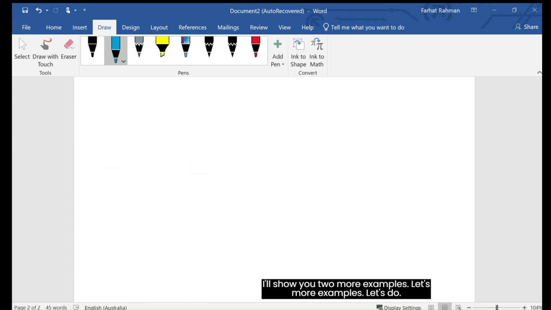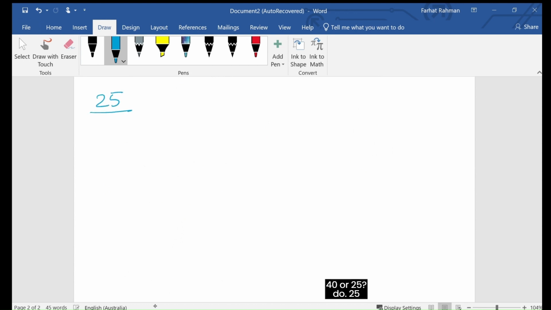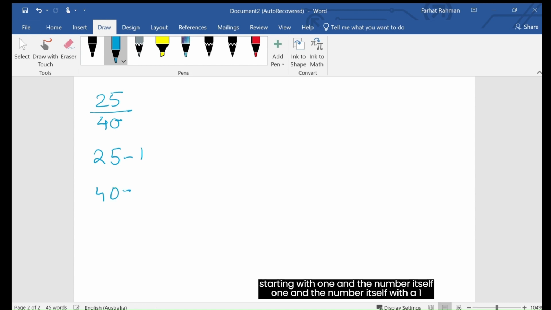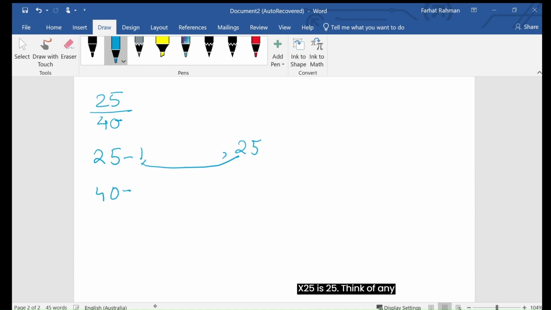I'll show you 2 more examples. Let's do 25 out of 40, or 25/40ths. Let us list the factors of 25 and 40, starting with 1 and the number itself. 1 times 25 is 25. Think of any other numbers that when multiplied give us 25. The only number that I can think of is 5 times 5 is 25. That's all the factors of 25.